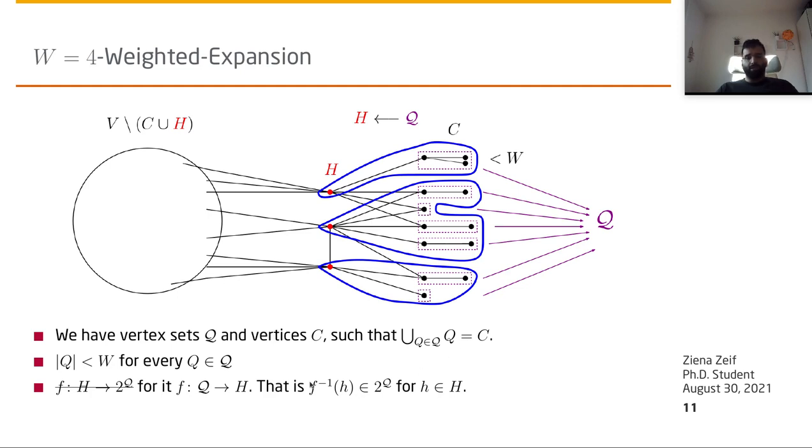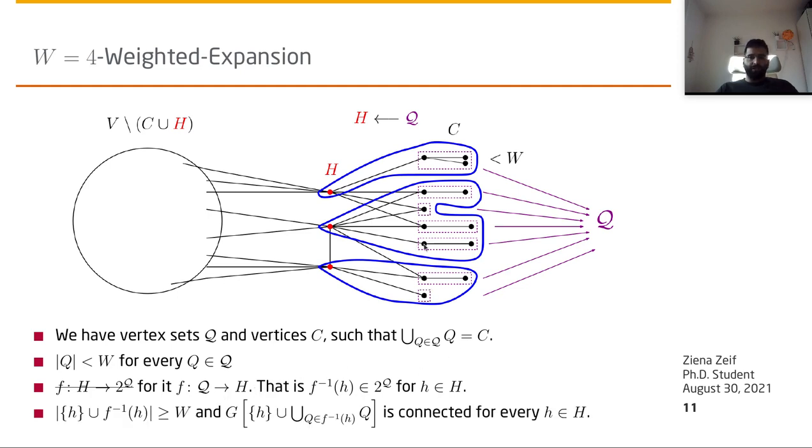What we try to achieve through this mapping is to find disjoint connected subgraphs such that each of them contains exactly one head vertex. Moreover, we want each subgraph to have size at least W. Here this is illustrated in blue.